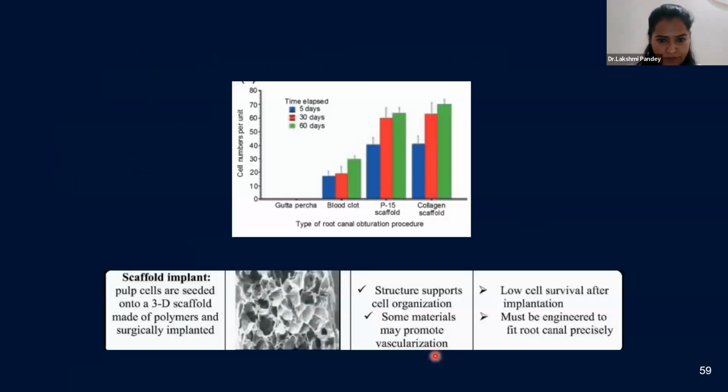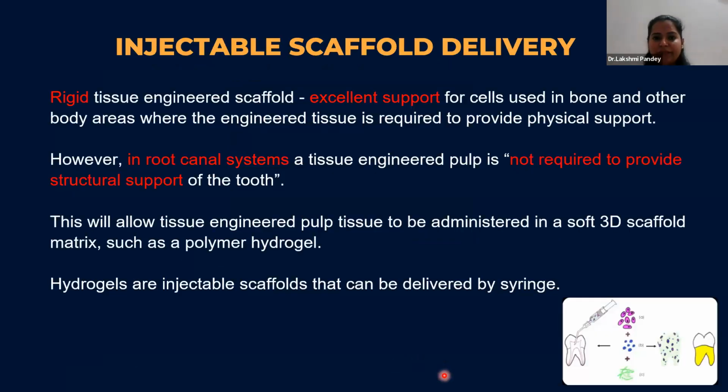Pulp cells are seeded onto the 3D scaffold. The structure supports cell organization, and some materials may also promote vascularization. Next was the injectable scaffold. Because of the delivery problem, it was very difficult to deliver the scaffold or the cells, so another injectable scaffold was developed. Rigid tissue engineering gave excellent support, but the placement was a problem.